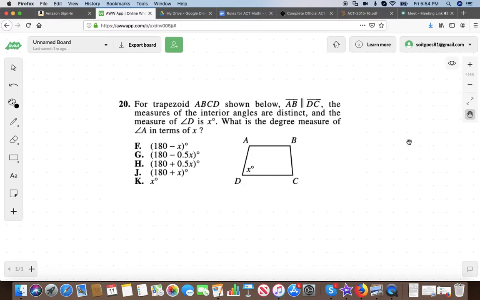What is the degree measure of angle A in terms of x? Oh gosh, isn't this just an annoyingly, confusingly worded question? It's not super clear what they're asking us here. We're trying to find the measure of angle A in terms of x degrees.